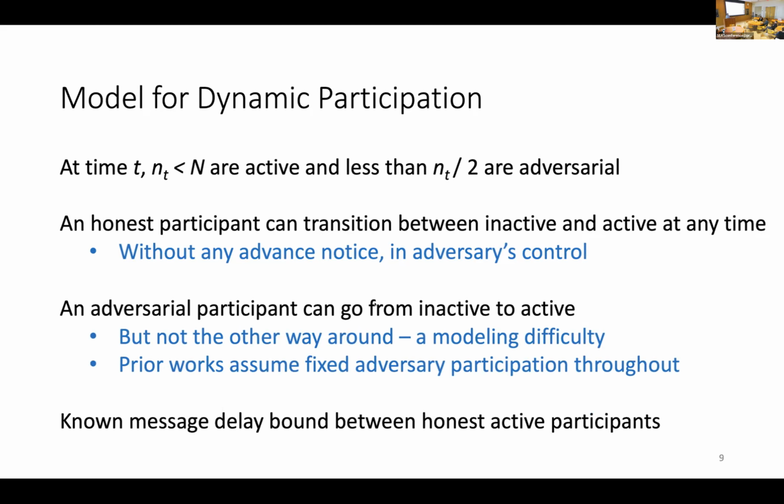Okay, so lastly, the assumption on timing model. We assume there is a known message delay bound between honest and active participants. So this corresponds to the standard synchrony model. And it is not hard to see that if we assume asynchrony or partial synchrony, then this sleepy dynamic participation BFT is impossible to solve.